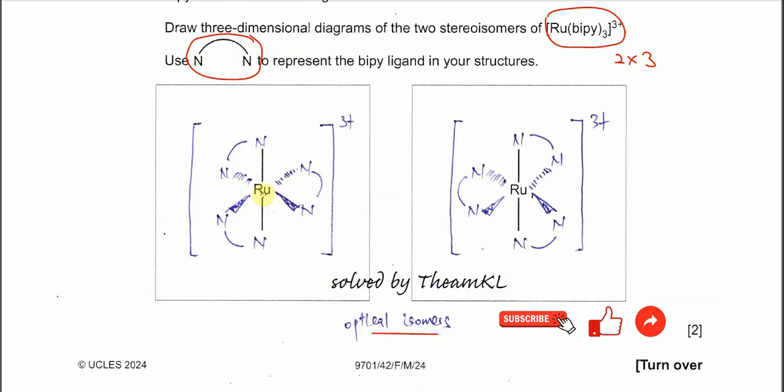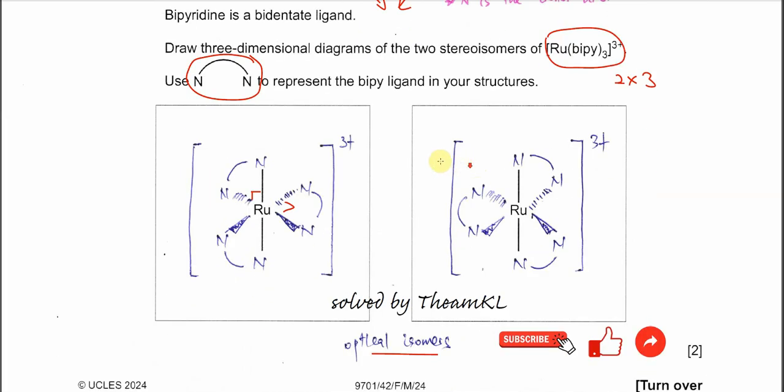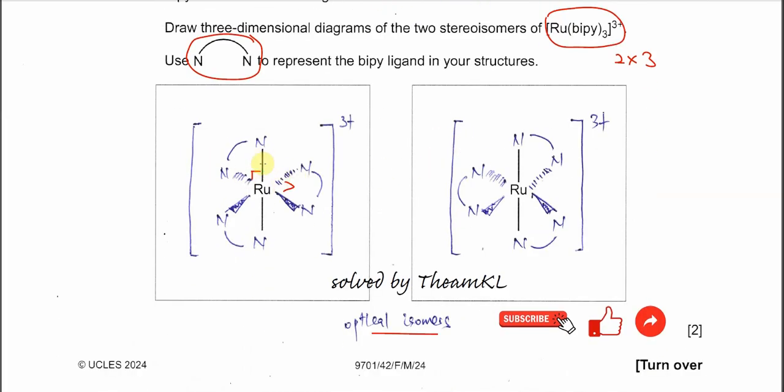Make sure the bond angles between the N-Ru-N are always 90 degrees, because this is a bidentate ligand. It will form dative bonds with the metal cation in this way. It is like the claw of a crab, so we call it a chelating agent. After you draw this octahedral complex, on the right-hand side you need to draw the mirror image. So imagine there is a mirror in between, and you need to draw the mirror image.